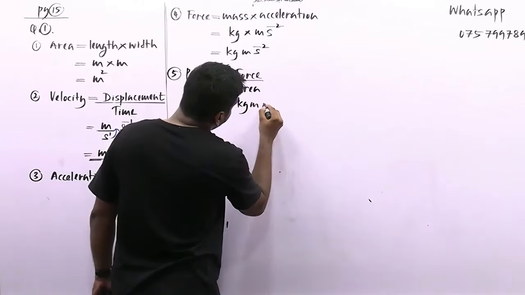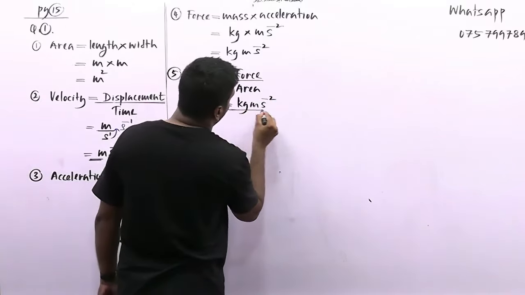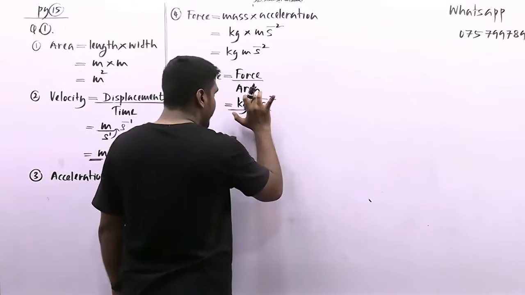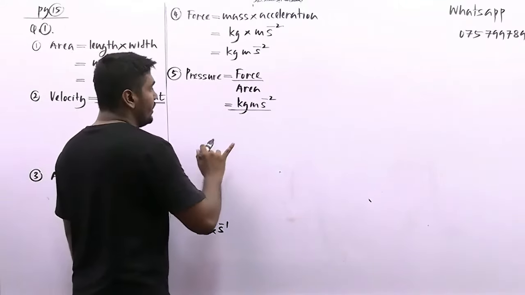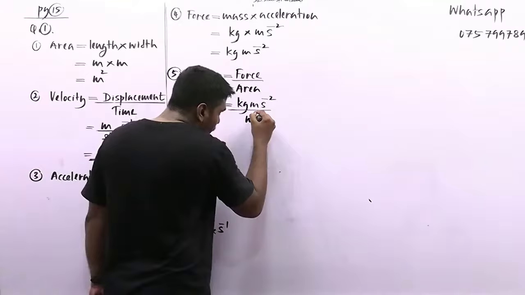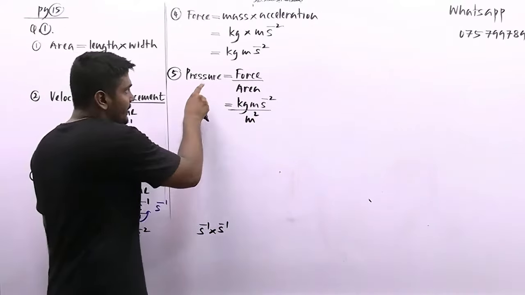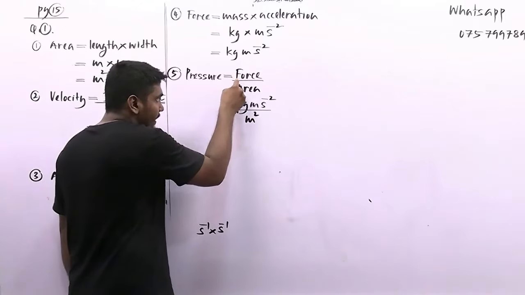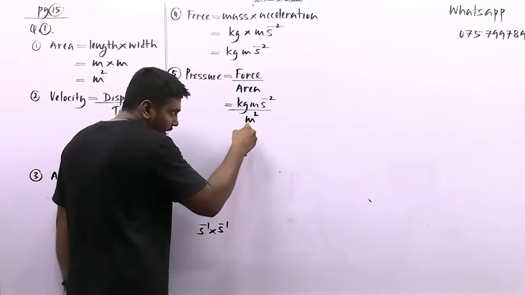kg m s to the power minus 2 is the force in units. Area is measured in meters squared. Units of area: meters squared. Now look here, how are we going to simplify? Pressure means force over area. The units of force are kg m s to the power minus 2, over area, which means meter squared.